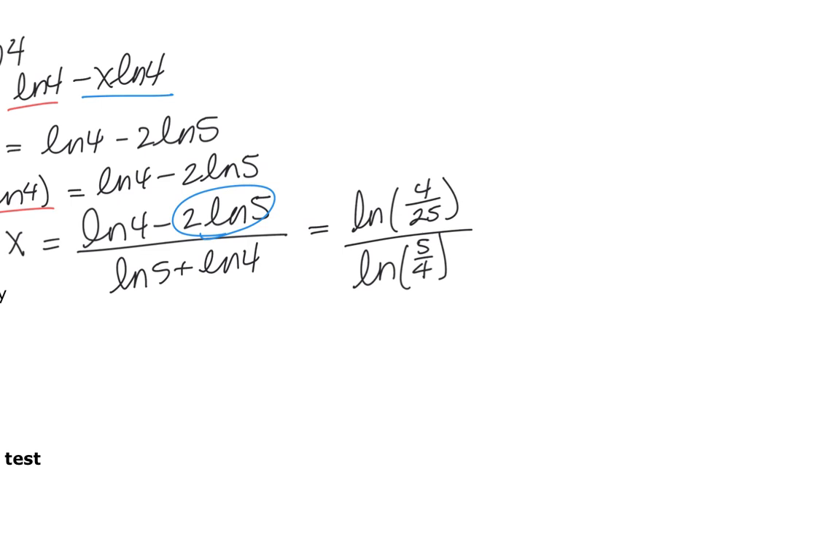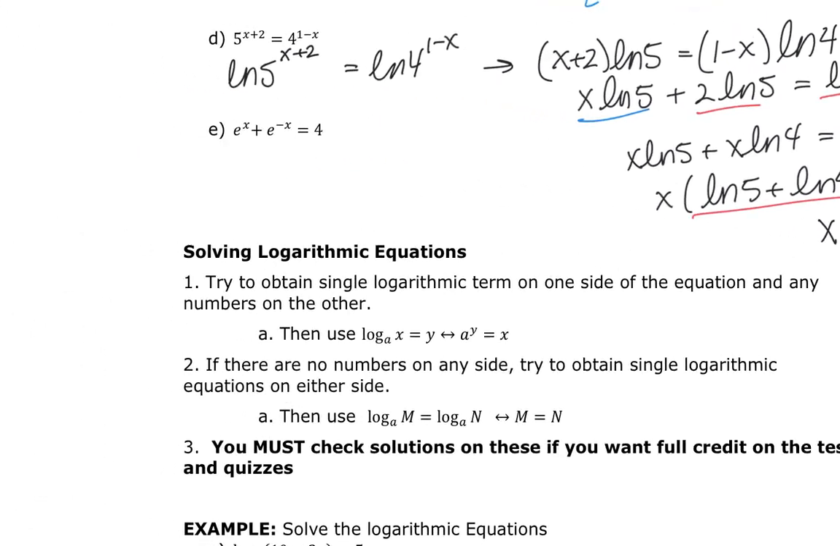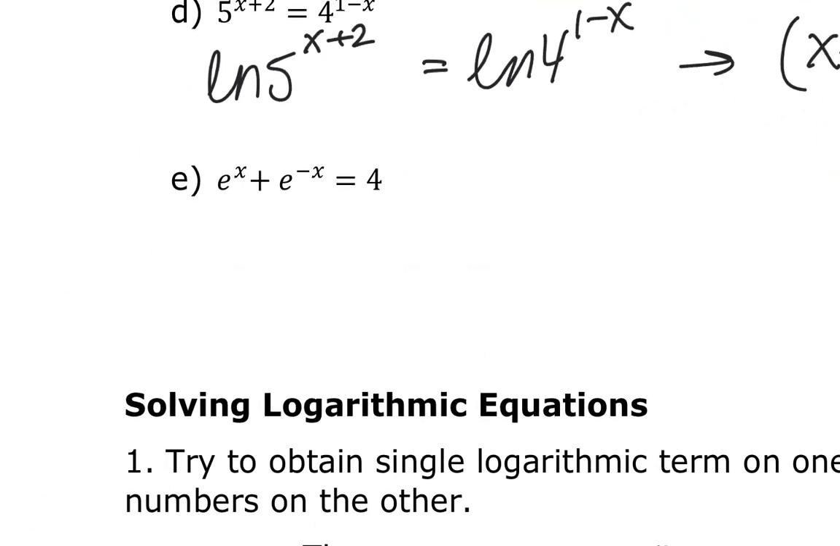So that's as good as that gets. And then the very last one. Now with this very last one, what we're going to do is rewrite this as e to the x plus e to the negative x minus 4 is equal to 0. And I'm going to go ahead and rewrite this as e to the x plus 1 over e to the x minus 4 is equal to 0.